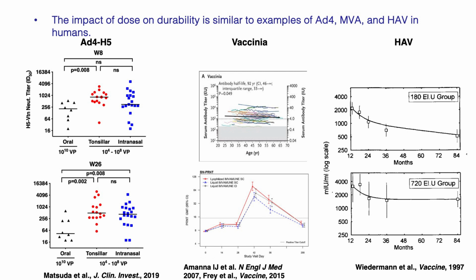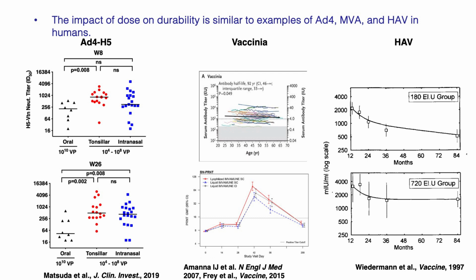This is the vaccinia vaccine. The half-life of the antibody response is measured in hundreds of years, whereas if you attenuate that virus with MVA, the response declines over months. And then hepatitis A virus, which is a non-replicating virus, it's killed.